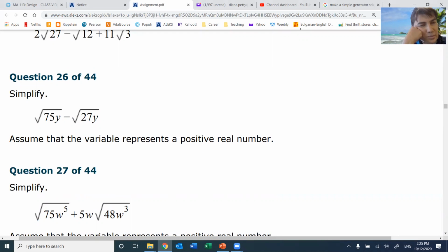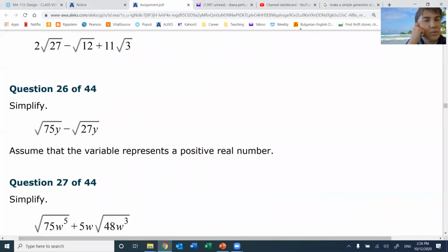You can do this, you can do it. So what you need to do, the first one is 3 times 25, the other one is 3 times 9. So the square root of 3y would stay, and then you have numbers, and you can do it.